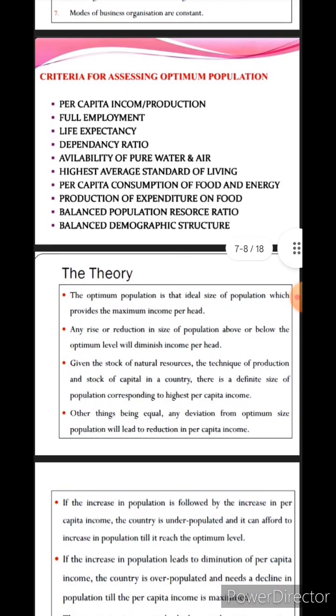If the increase in population is followed by an increase in per capita income, the country is underpopulated and can afford to increase its population till it reaches the optimum level, because the increase in per capita income is higher than the increase in population.